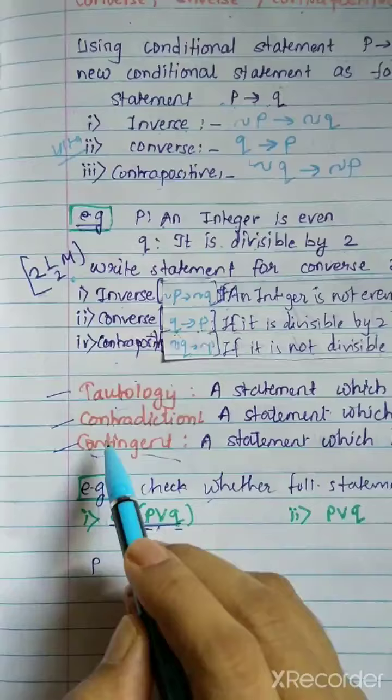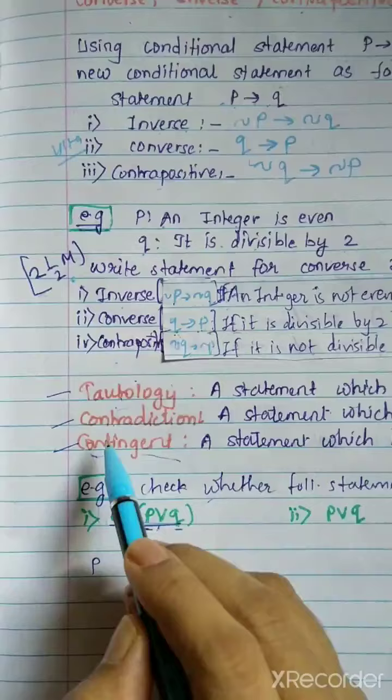Now we'll see an example. P and Q, two propositions are given to us. P is an integer is even, and Q is it is divisible by 2. We have to write the inverse, converse, and contrapositive. This is an exam question actually, it will come for 2.5 marks.